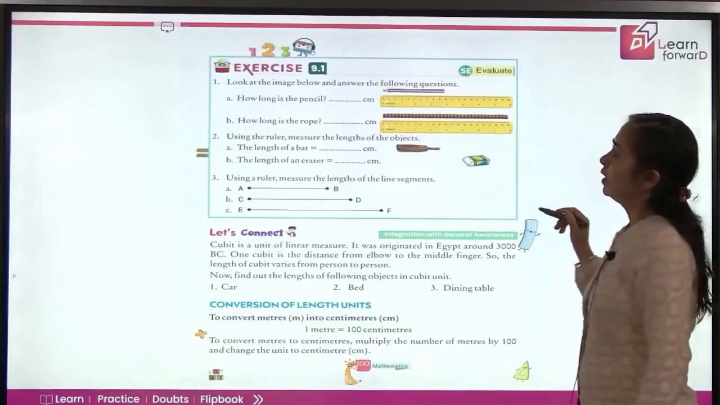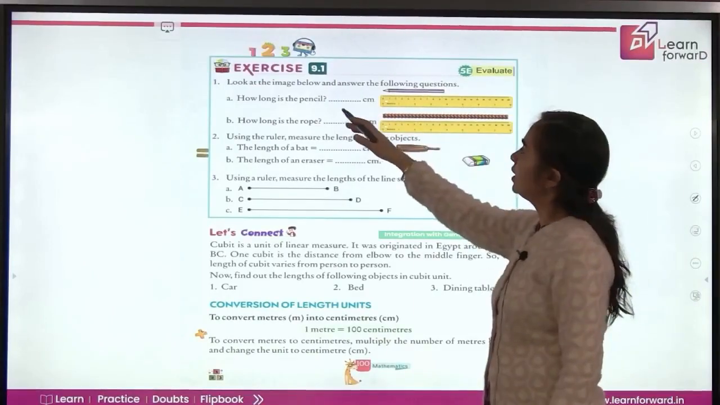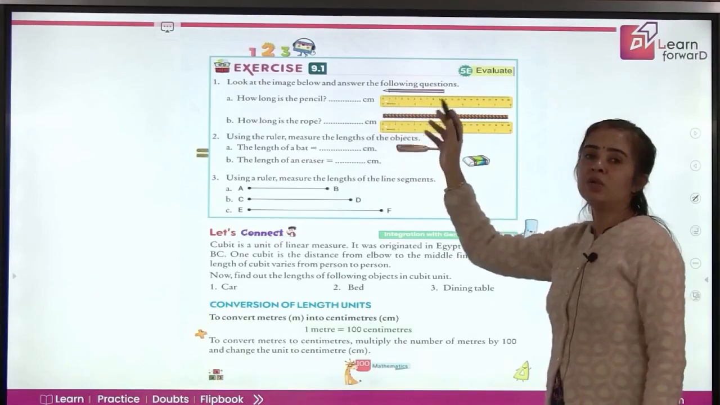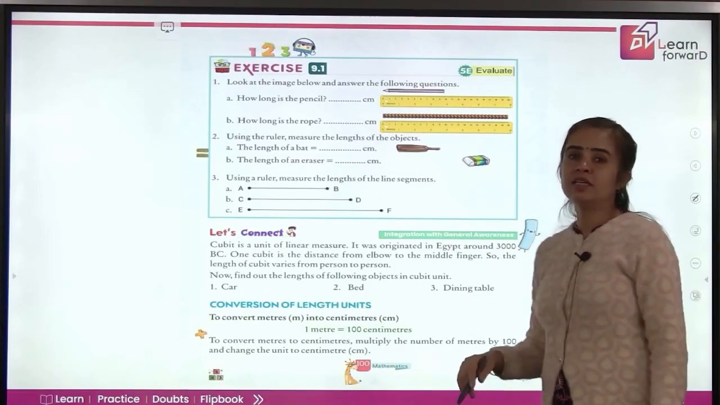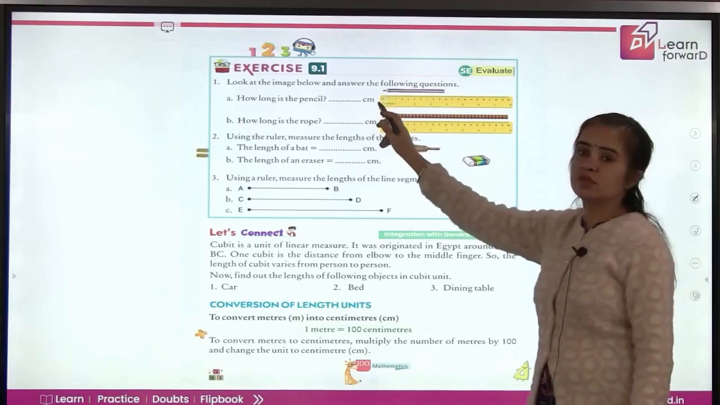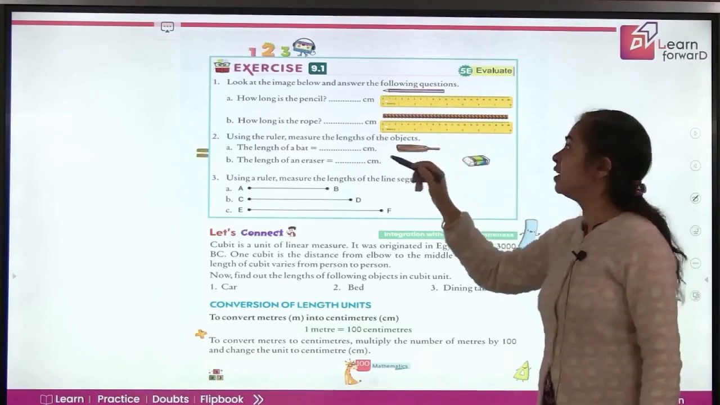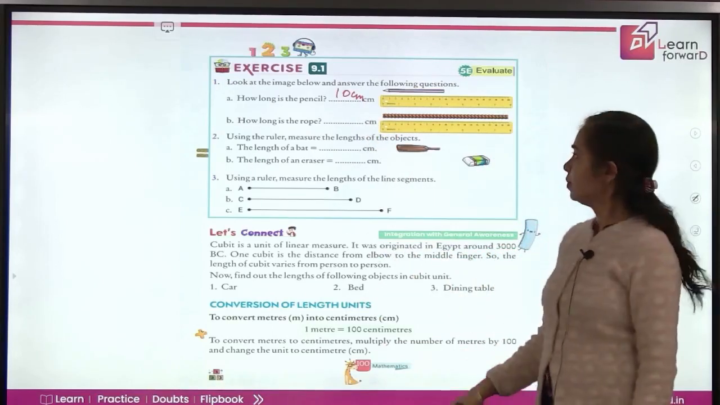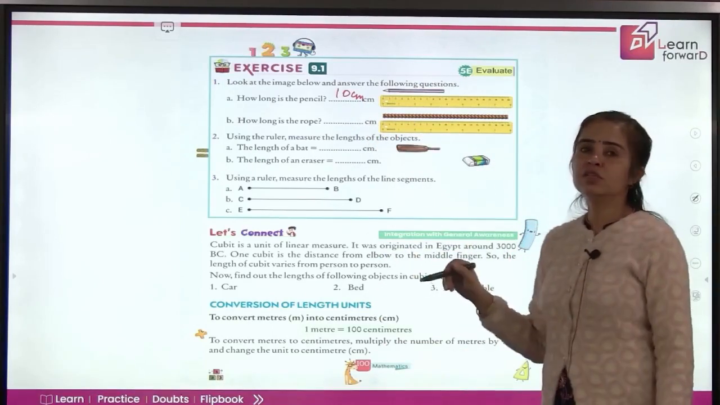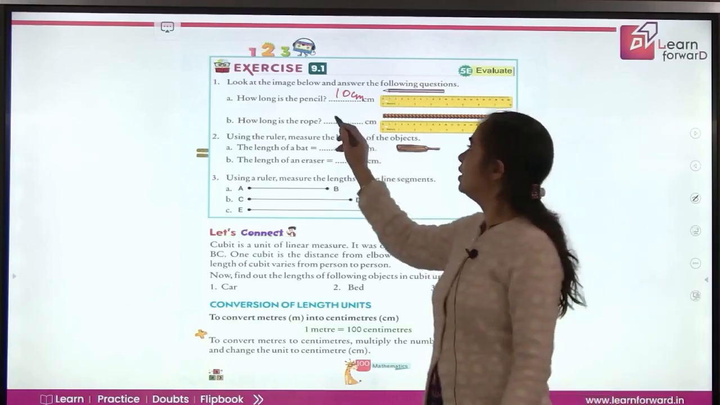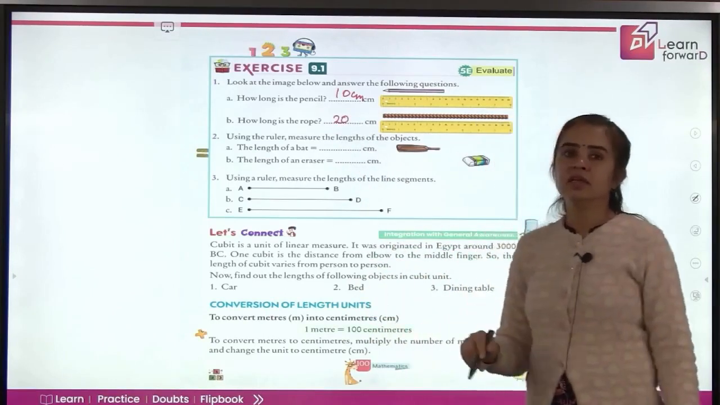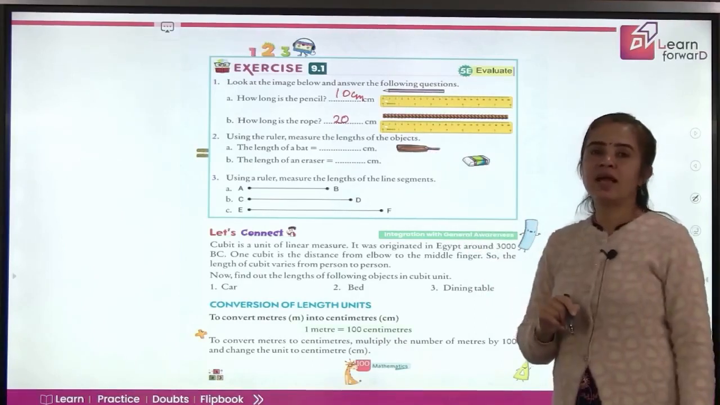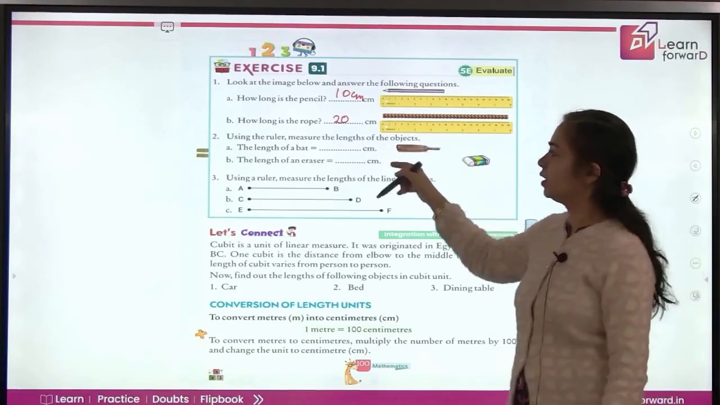Now, moving ahead, we have an exercise for you. Look at the image below and answer the following question. So, how long is the pencil? Can you read it on the ruler? How many centimeters does it show? It starts from 0. It ends at 10. So, the length of your pencil is 10 centimeters. You can find out the length of this row. Exactly, this is 20 centimeters, right? Now, take your own ruler and measure the length of this eraser and the bat and write it down here.